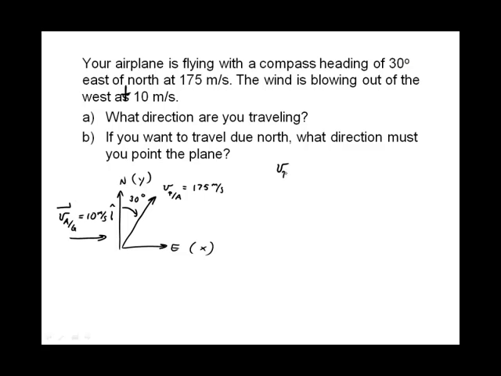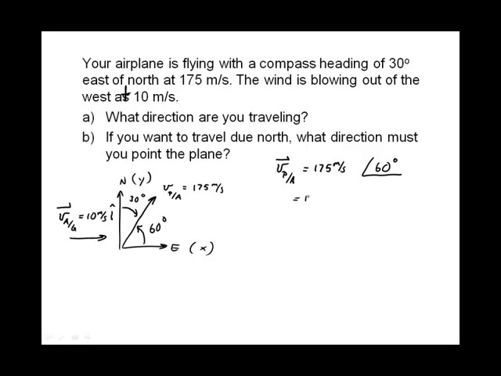So the velocity of the plane with respect to the air, vector quantity, is 175 meters per second. I'm going to do this in polar form at an angle of 60 degrees, not 30 degrees, because remember, in polar form, you always measure with respect to the positive x-axis. So if this is 30 degrees up here, this must be 60 degrees here. So my velocity is 175 meters per second at a positive 60 degrees.